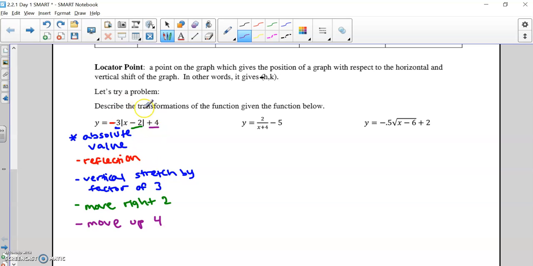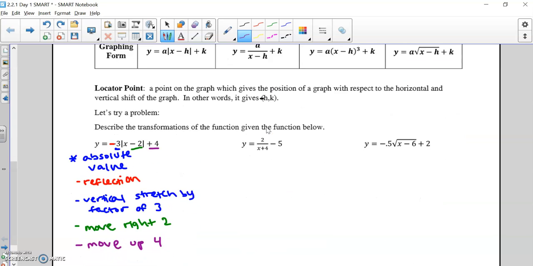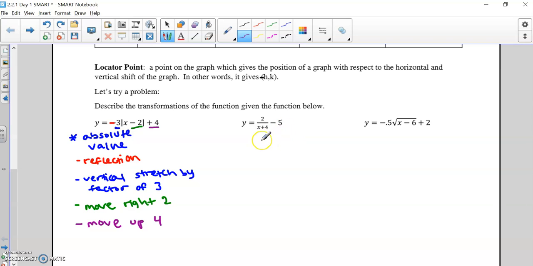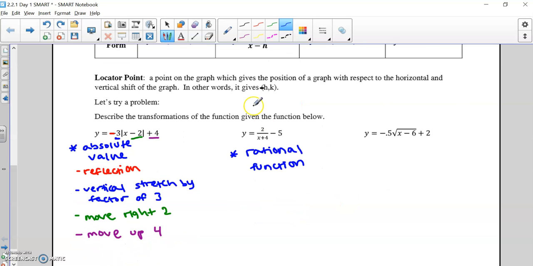The absolute value function has a very similar look to the parabola as well as the square root function. Really, it's only the rational function that's super different compared to the parabola. So for this one, speaking of rational functions, we have a rational function. If we look at our rational function right here, this is the general form. So h is down here at the bottom of the fraction, and k is on the outside as usual, while a is on the top.